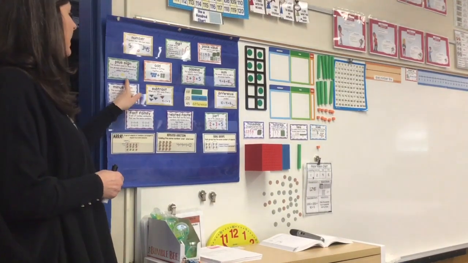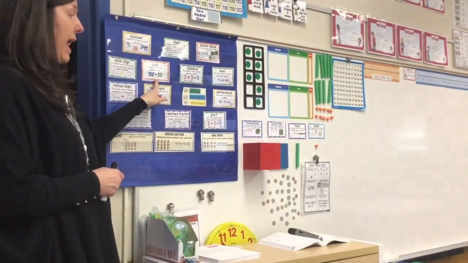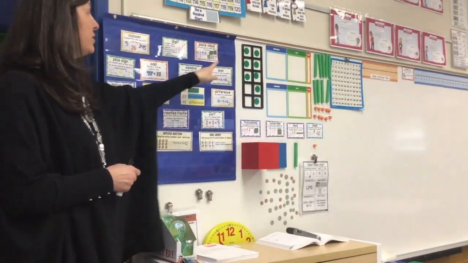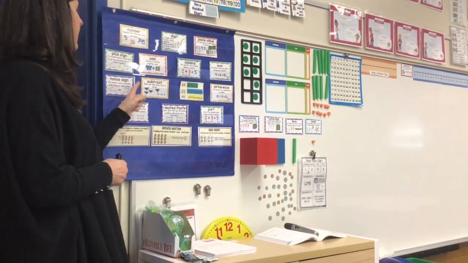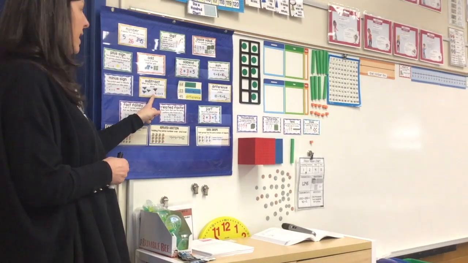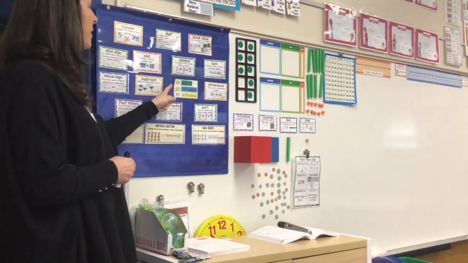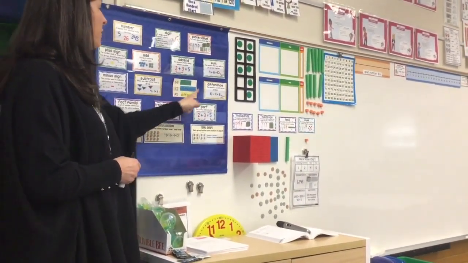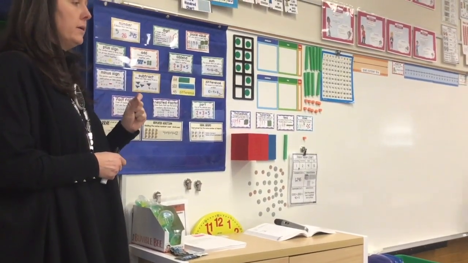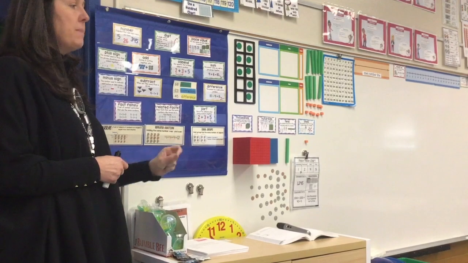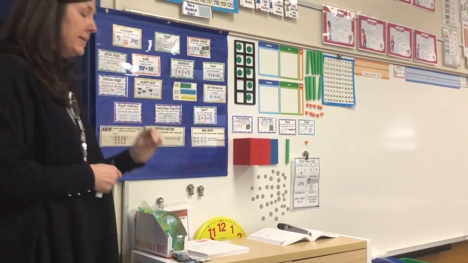Okay, if we're adding, we're going to add addends, looking for the sum. When we're subtracting, you see that minus sign, we know we have to subtract. We subtract the subtrahend from the minuend. And we're looking for the difference. The minuend is always what number? The greatest number. It is always the greatest number.